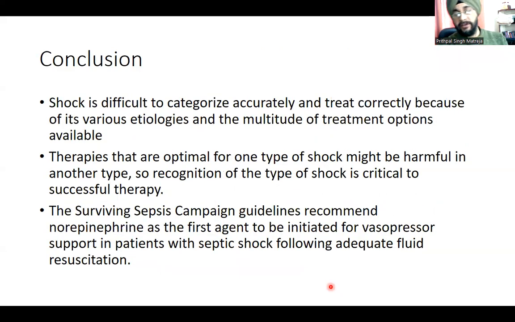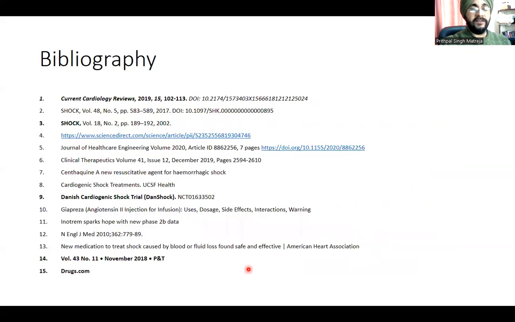So these are some of the drugs that are used. To conclude, shock is difficult to categorize accurately and treat correctly because of its various etiologies and the multitude of treatment options available. Therapies that are optimal for one type of shock might be harmful in another type, so recognition of the type of shock is critical to successful therapy. The Surviving Sepsis Campaign guideline recommends norepinephrine as the first agent to be initiated for vasopressor support in patients with septic shock following adequate fluid resuscitation.